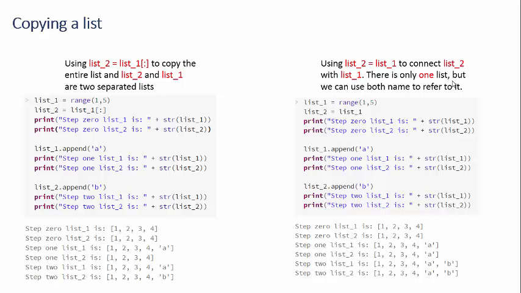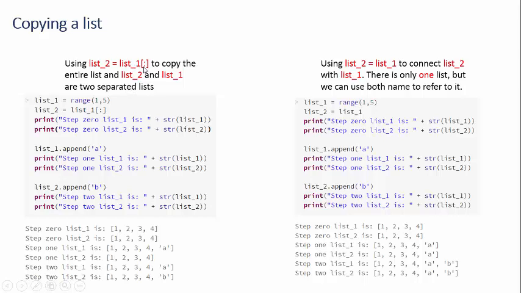To do that, we can use a simple statement like this. We use the square brackets with only a colon, which refers to the elements from the beginning to the end, the entire list. And we assign that entire list to list_2, which means we copy the entire list of list_1 to list_2. List_2 and list_1 are two separate, independent lists.